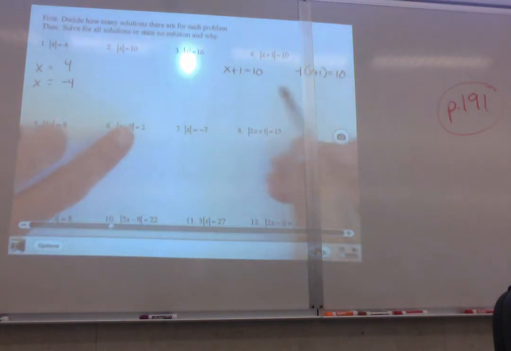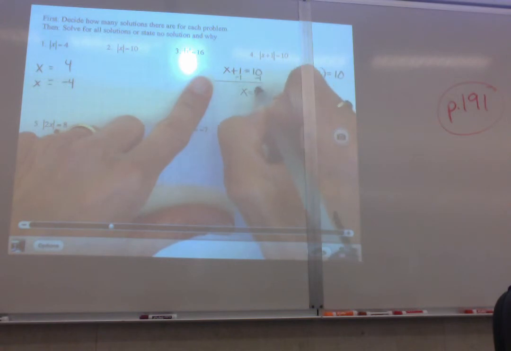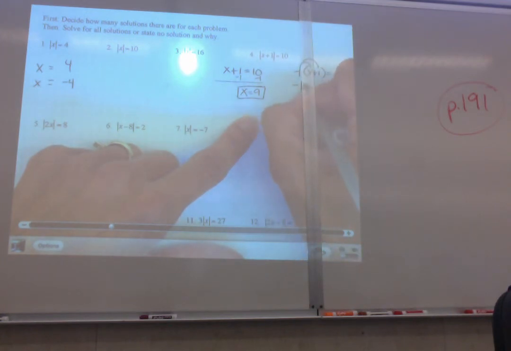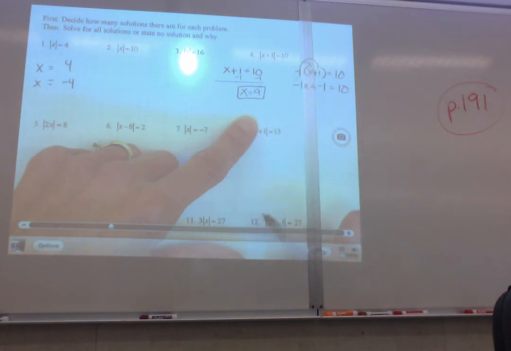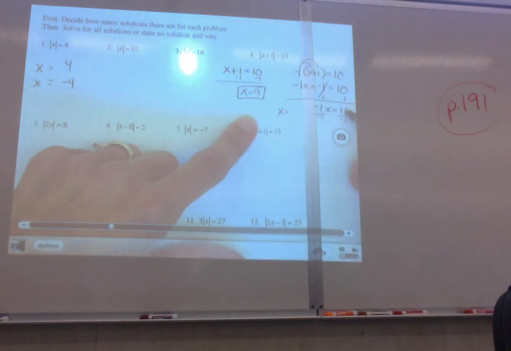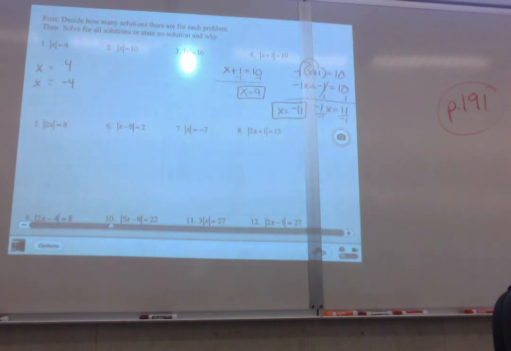Yep. Okay? We do need to get the x by itself. Here we'd subtract. That's one version. Here we have to distribute first before we can subtract. -1 times x, -1 times 1. Add a 1 to both sides. -1x equals 11. Who remembers how we get rid of that negative? Divide by -1, divide by -1. X equals, what's positive 11 divided by -1? There's your 2 answers. Okay?